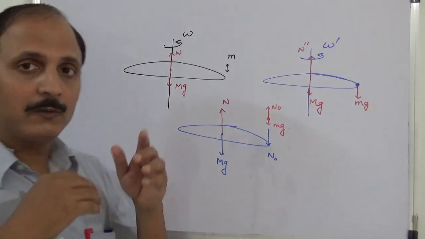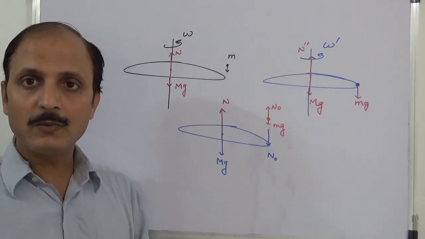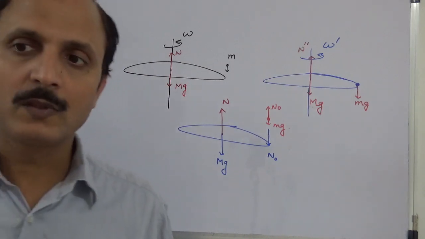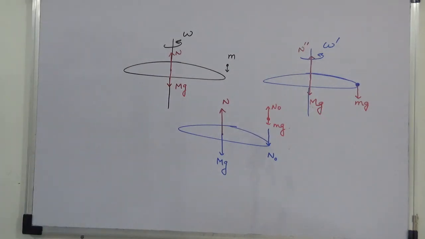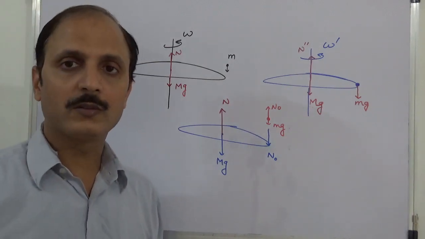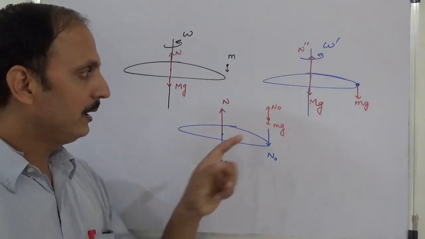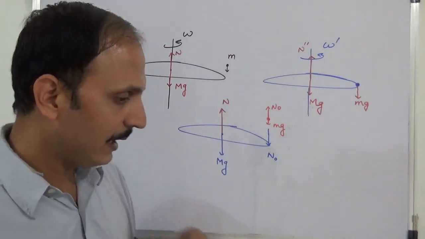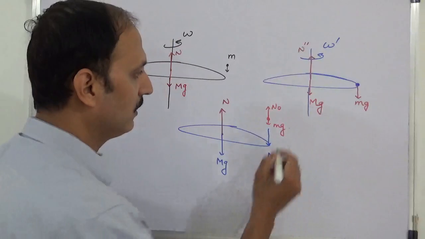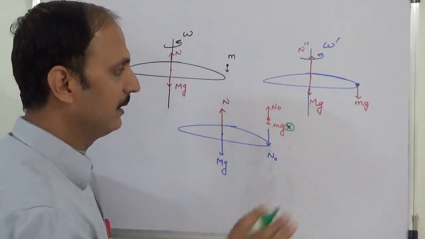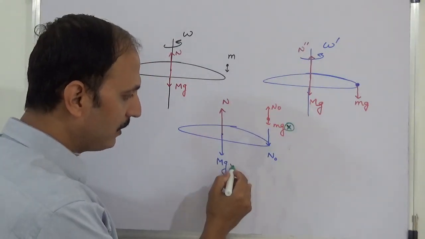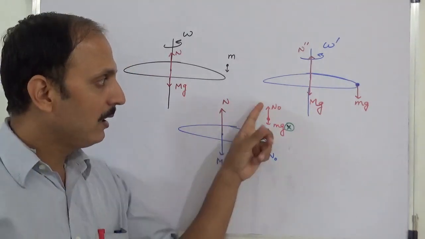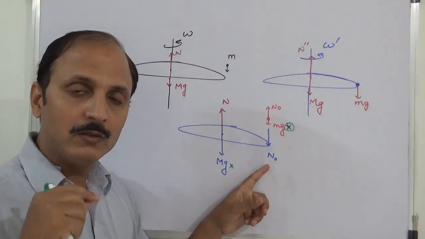So if you remember, whenever a collision takes place, we neglect the small forces. So here mg can be neglected. Mg we can neglect. Mg can be neglected, and this mg can also be neglected. So on my system, N naught, the impulsive force during collision, is an internal force.